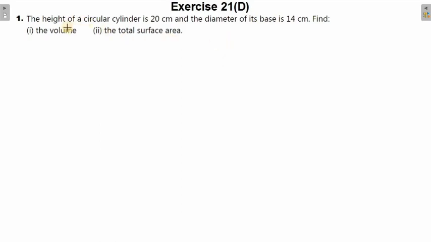So the first question says the height of a circular cylinder is 20 centimeter and the diameter of its base is 14 centimeter. Find the volume and total surface area. Right, so let me draw a rough diagram here. There's a cylinder whose height is given to be 20 centimeter, from here to here. And this is the diameter of the base.